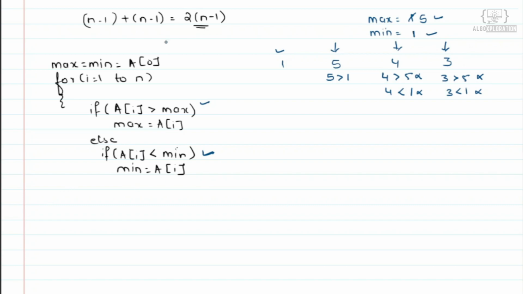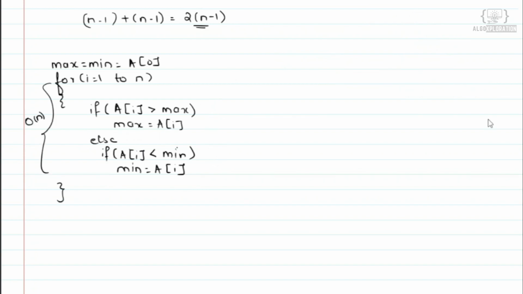So in this way we can find the maximum and minimum element in one loop. Here the time complexity will be order of n. Now let's analyze the number of comparisons here. Now we have actually three cases: best case, worst case and average case. Let's find the best case.